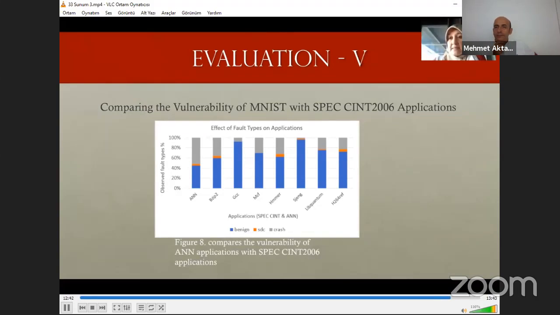In the past, it was believed that ANN applications are reliable or fault tolerant by their nature, because they are just based on prediction. But we can see that their vulnerability is actually as high as normal applications.